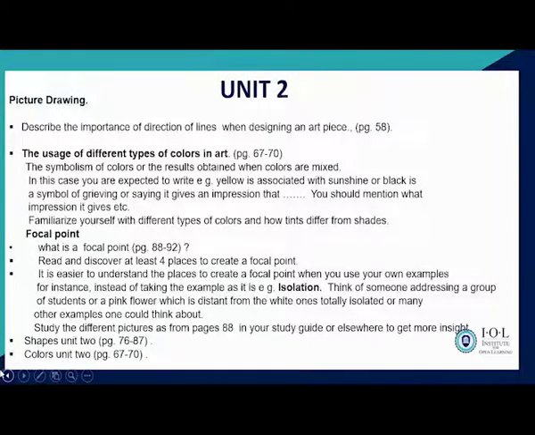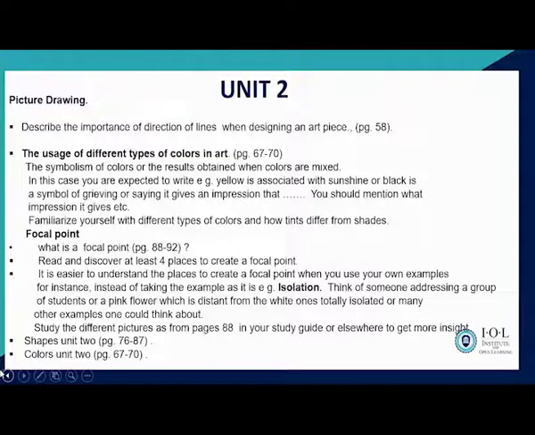You can take a green dress, you can take a plain dress with one big flower, you can take smaller flowers with one big one, or vice versa. Just explain it to yourself. Just see it in your own mind. I will explain it to your class rather than just copying. Study different pictures, as from page 88 in your study guide or elsewhere, to get more insight.